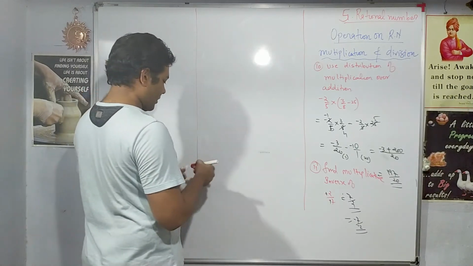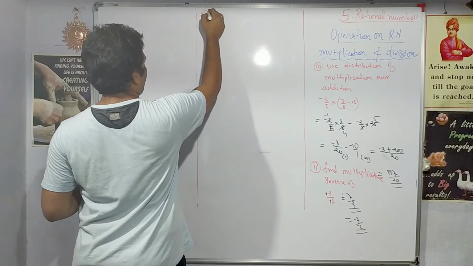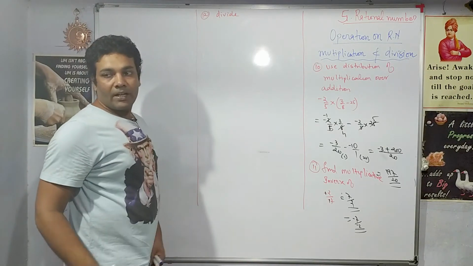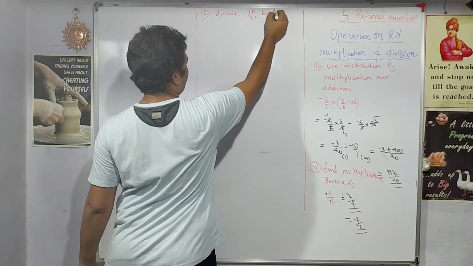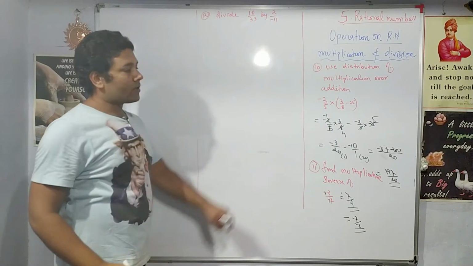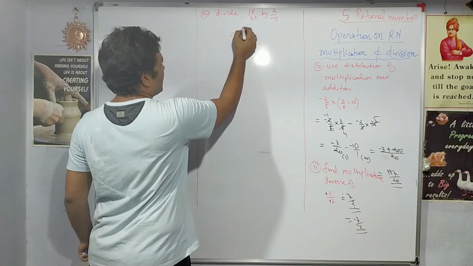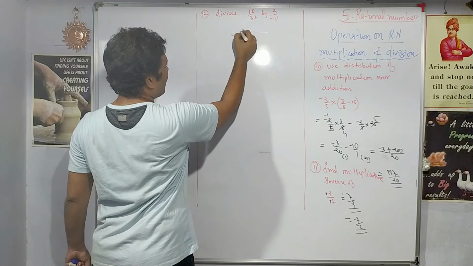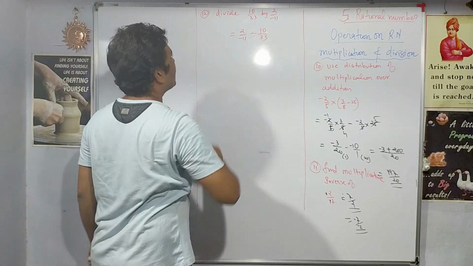Next we have questions on division. What does the question say? Divide 10 by 33 by 2 by minus 11. How will you convert this sentence into mathematical format? So this has to be divided by this. So first number you will write down divided by 10 upon 33.